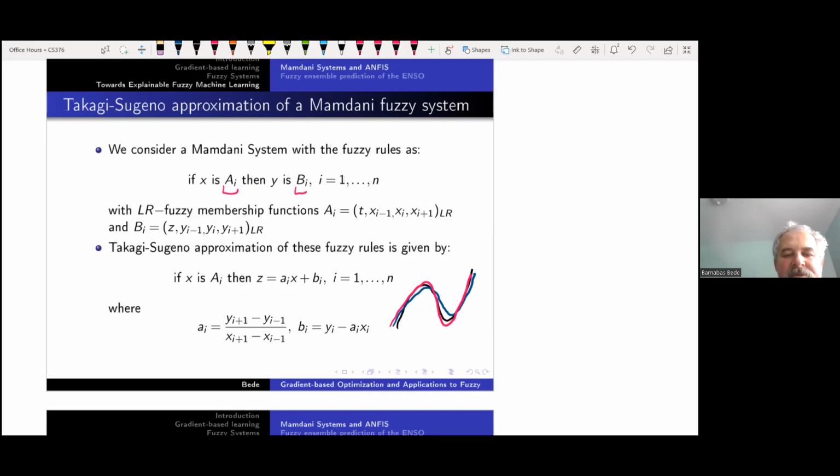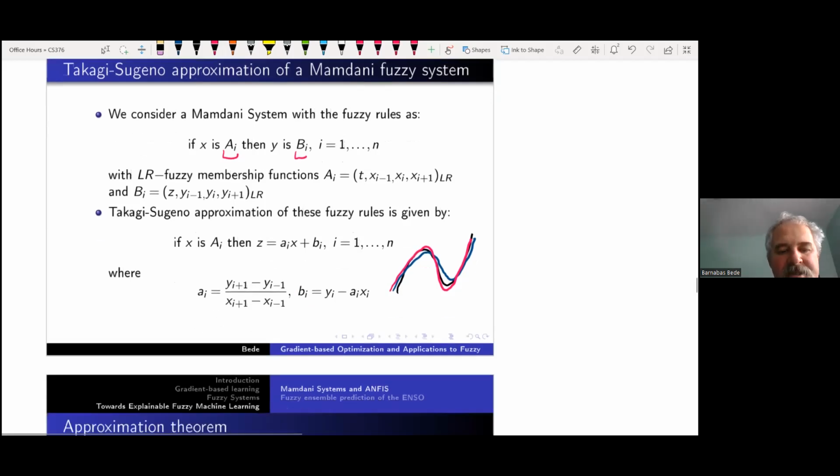So if I have those parameters, I can basically come up with a Takagi-Sugeno approximation of it just by looking at an approximate slope that derives from the combination of Ai versus Bi. Change in Y over change in X is an approximate slope. And then the parameters can be calculated from there. So this is basically an approach that allows you to approximate a Mamdani fuzzy system by a Takagi-Sugeno system.